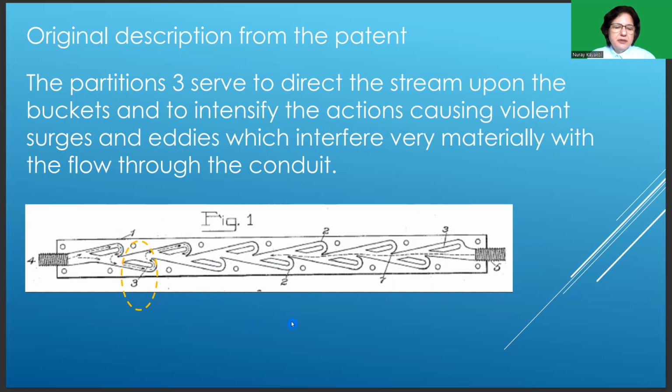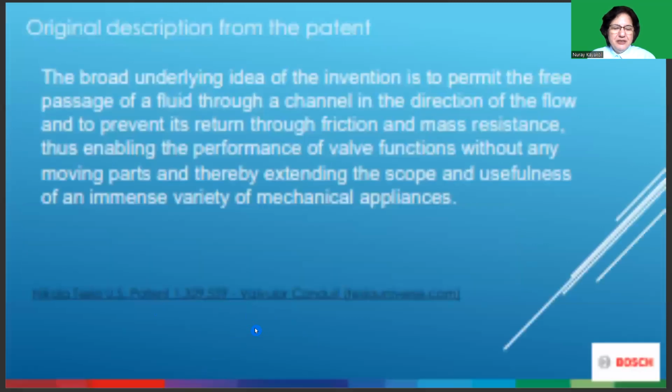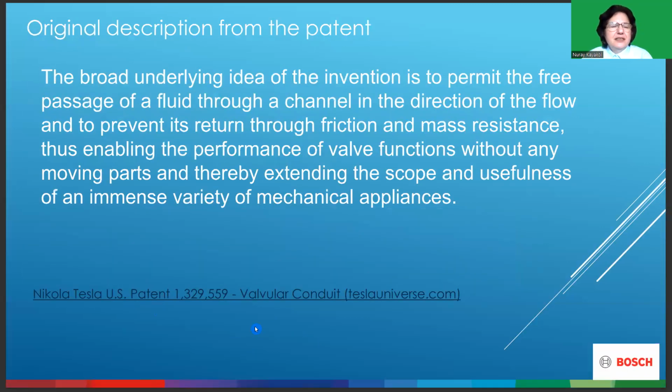So it's very nicely explained in the patent. Instead of reading a fluid flow textbook, you can read about the Tesla valve and you can learn many things. It is nicely written. So I want to also read some other parts to describe Tesla valve. "The broad underlying idea of the invention is to permit the free passage of a fluid through a channel in the direction of flow and prevent its return through friction and mass resistance, thus enabling the performance of valve functions without any moving parts, thereby extending the scope and usefulness of an immense variety of mechanical appliances."